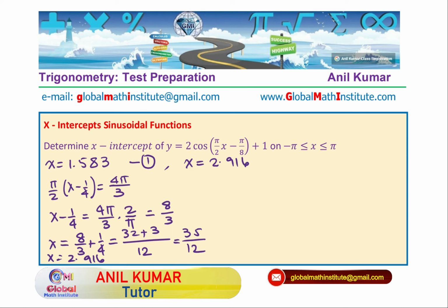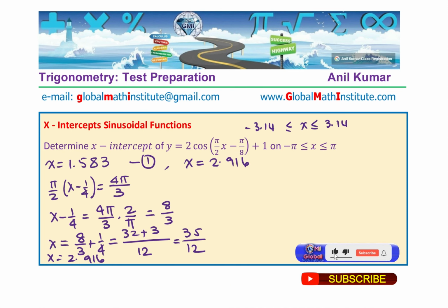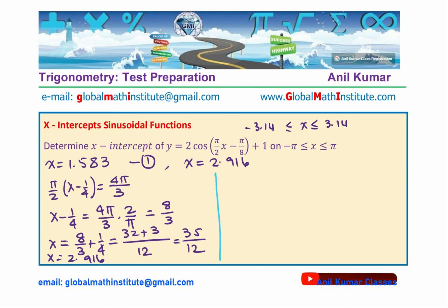We are looking for x values between 3.14 as the higher limit and minus 3.14 as the lower limit. How do I get other values? That is a big question, right? Perfect. Now, the idea here is to find the period of the function. We could have done this earlier also. So we have to find the time period of the function.